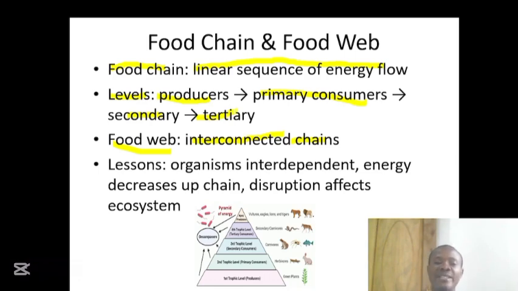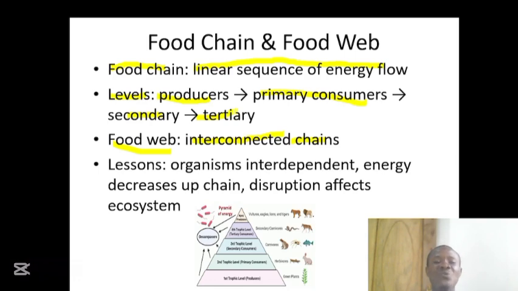The most important thing is that you have to know your producer, your primary consumer, your secondary consumer, and your tertiary consumer. There are lessons being learned from this food chain and food web. But before I tell you about that, you need to know food chain doesn't exist in nature. It only exists in theory.